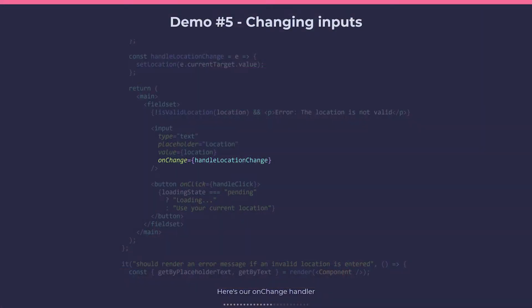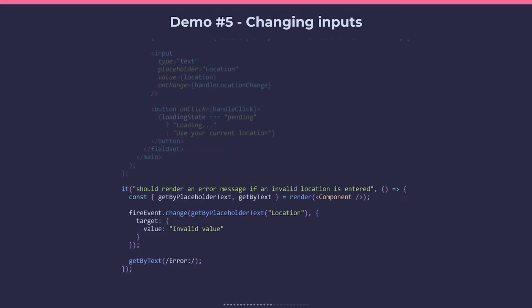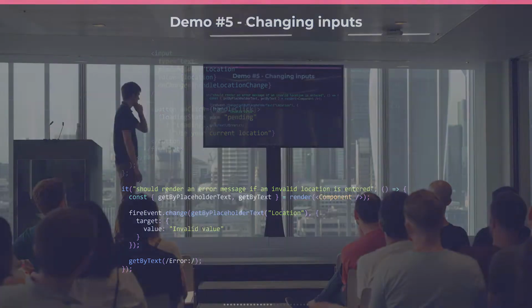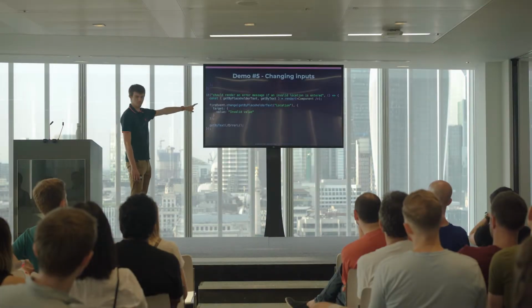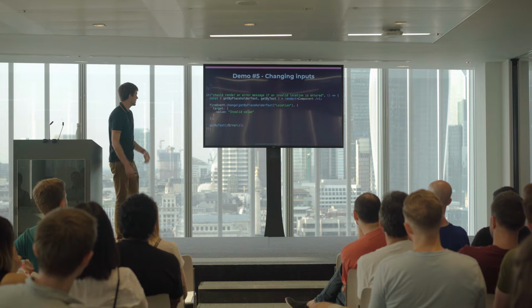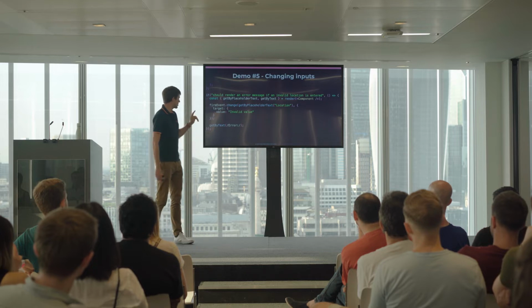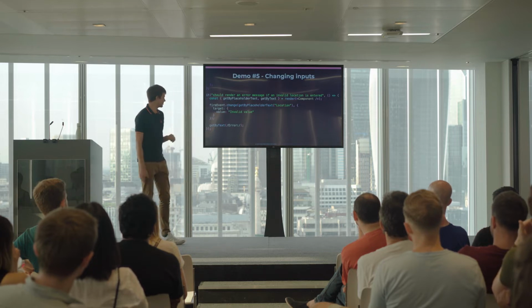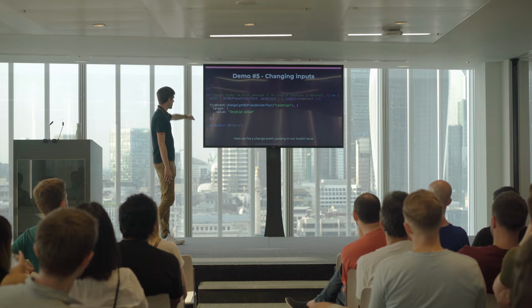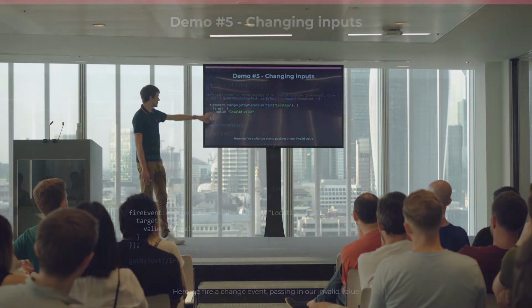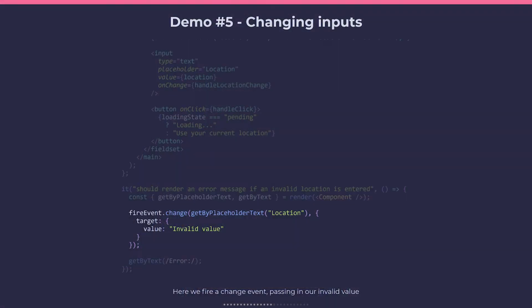I've got an onChange handler on that input so that when I type in, it's going to fire some logic. And I now have my test. So much like before, I've got getByPlaceholderText. This allows me to get that location input. And I've grabbed a new function called getByText, which I'm going to use to assert whether that error shows up, which we talked about earlier. So here I've got a fireEvent again. And instead of a click event, it's a change event, which is exactly what a user would do when they type into a box.